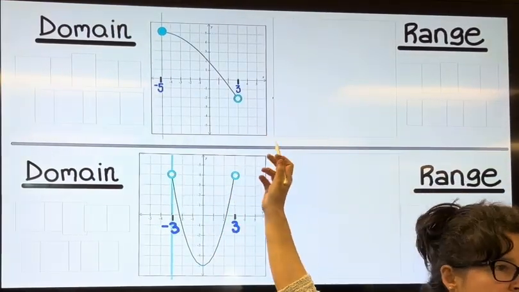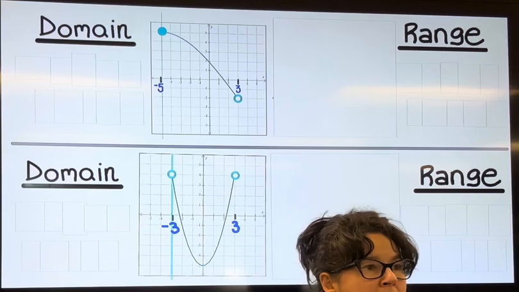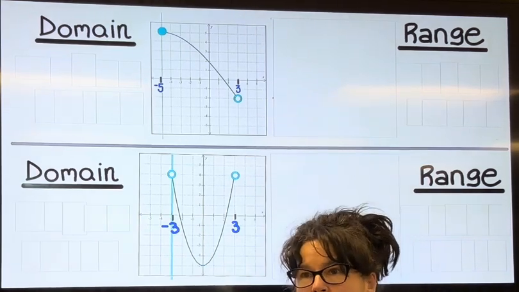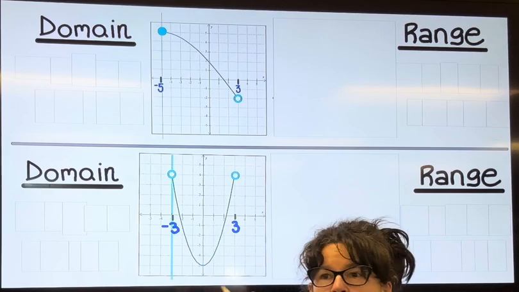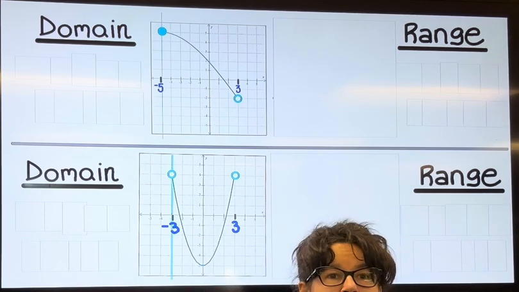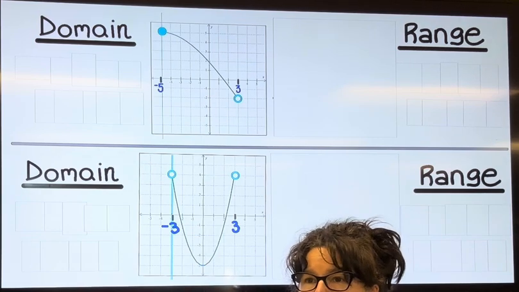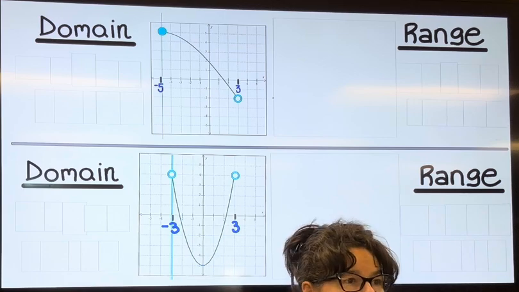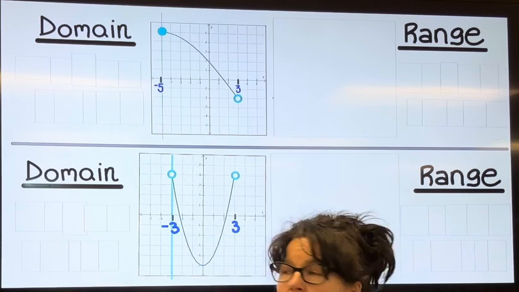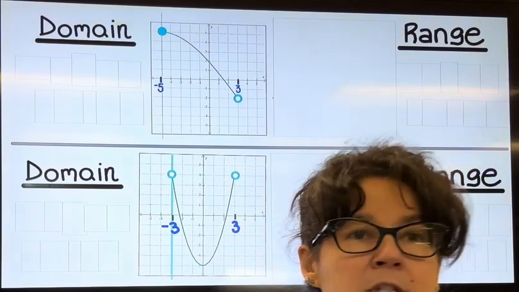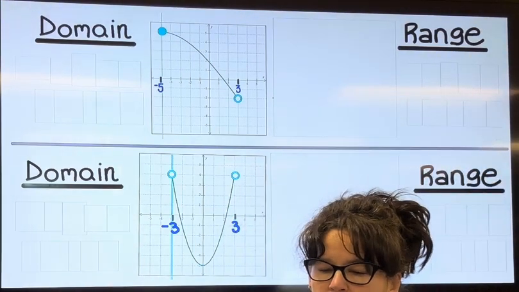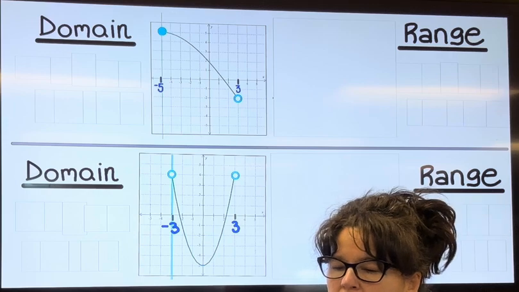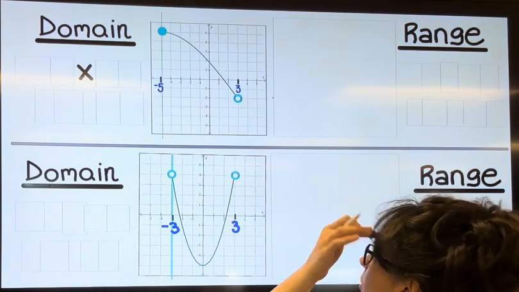Finding domain and range from a graph, remembering that domain is about your x's and range is about your y's. So the numbers that are involved for domain are going to come off of the x-axis, and the range numbers are going to come off of the y-axis. We're going to start off by using an inequality and then switch to interval notation because you're a little bit better right now at the inequalities.